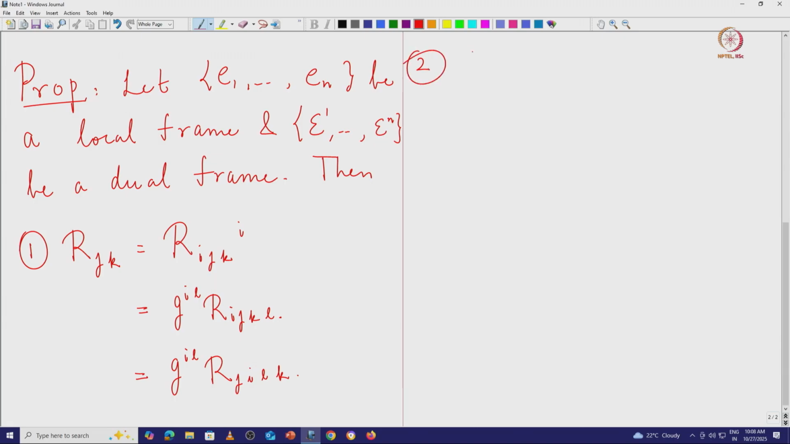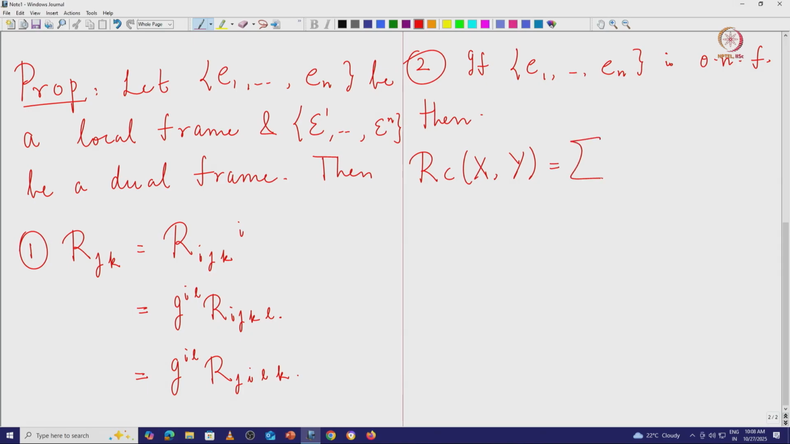Secondly, suppose my local frame is actually orthonormal, okay, then in fact the Ricci tensor evaluated on x comma y is simply given by the summation i going from 1 to n of Rm of Ei, x, y, Ei, okay.